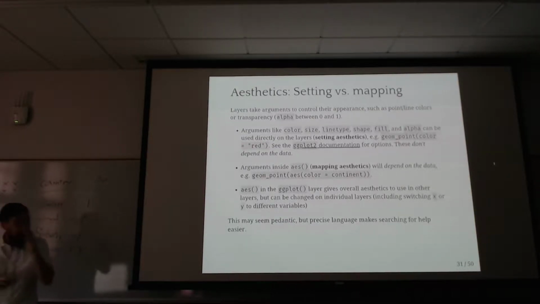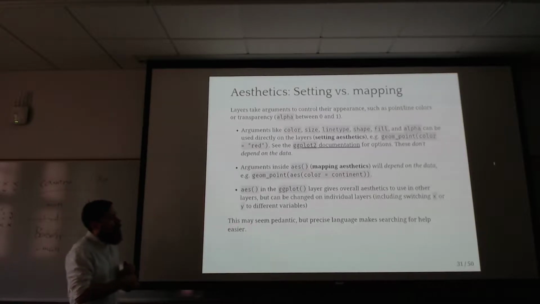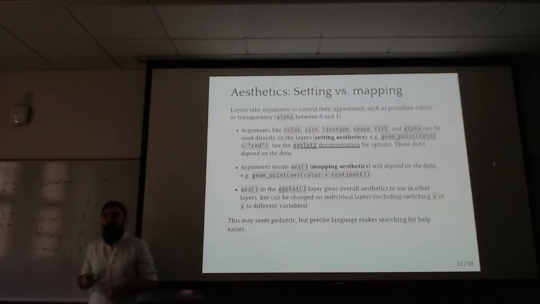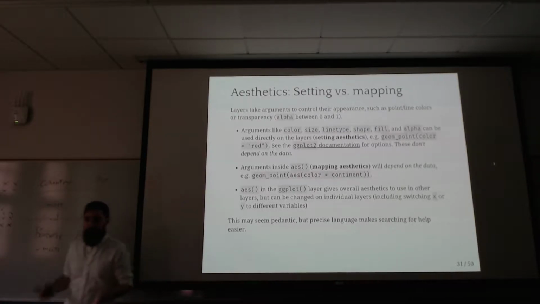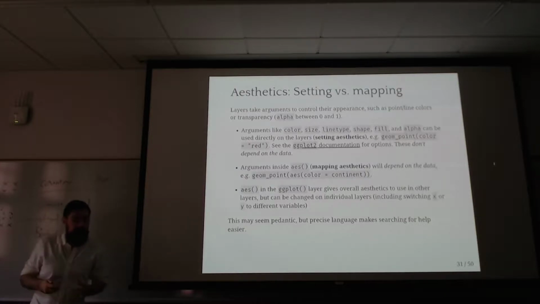Okay, so all the language in this slide is very specific, and you might think this is really pedantic, but it makes Googling for answers a lot easier. If you know that you want to set something versus map something, you know the exact terms to use to Google it. Normally you're trying to figure out clever ways to map your data to something, so you can search "mapping aesthetic" plus the thing you want to do, and good Stack Overflow results will appear. Precise Googling is the secret to stealing good code.